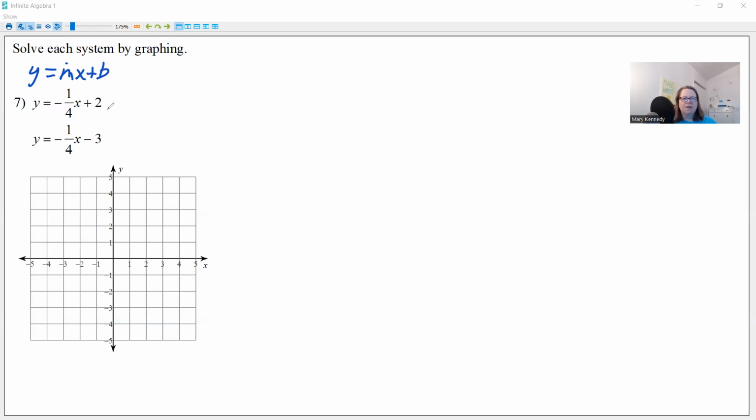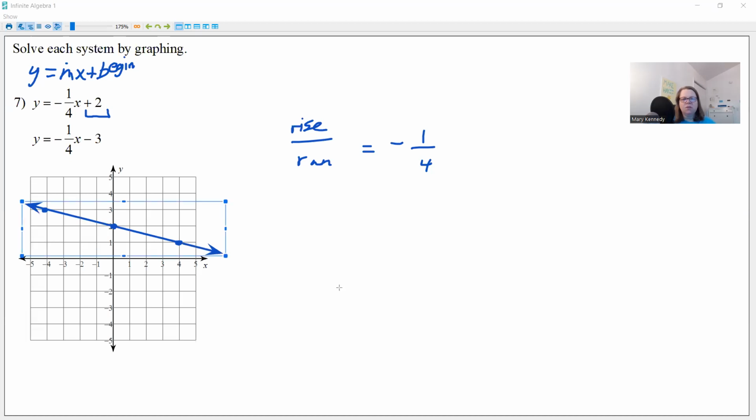So we're going to start at the end. Remember, the b helps me to remember this is where I begin. So I begin up at +2 on the y-axis. And then the slope says, rise over run. So if it is a negative 1/4, then instead of rising, I'm going to fall 1 and run 4. Or you could rise 1 and run 4 to the left. Either way, you've created this nice negative slope here. So something like this is what our first one looks like.